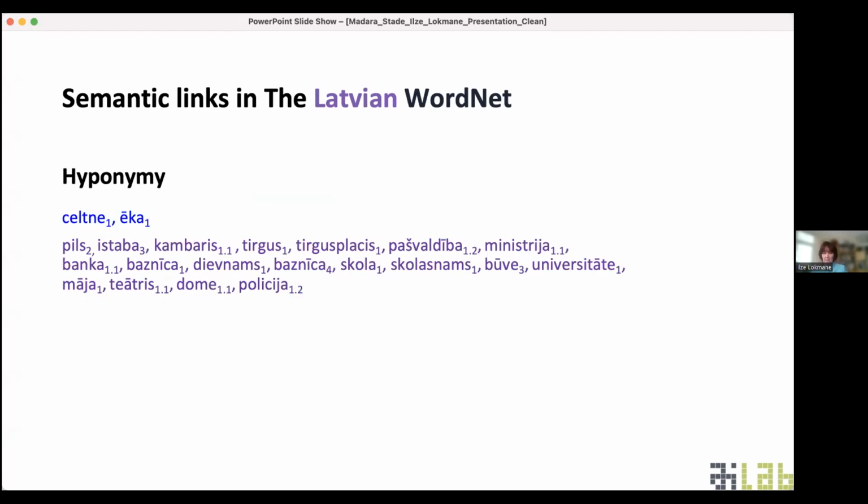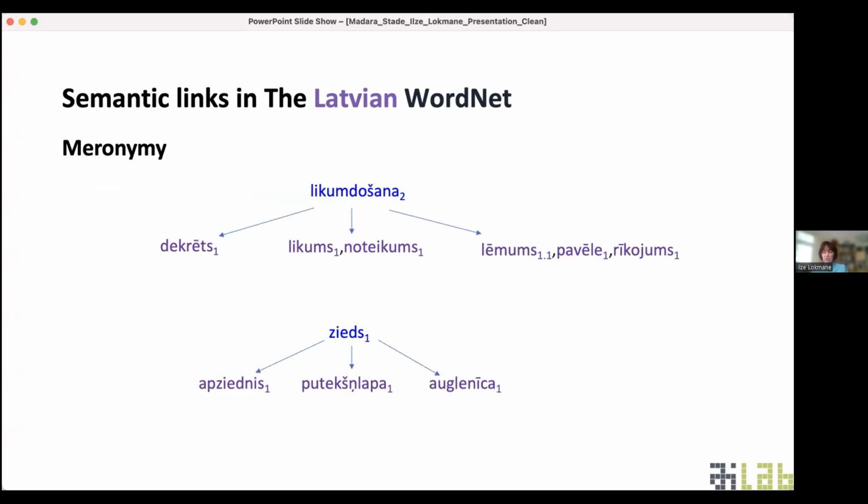So the hyperonym is the general term. Here in the example, it's the synset celtne ēka, and its hyponyms or more specific terms. Yes, the next one. The next relation is meronymy, relationship between a part and a whole. The whole is called a holonym, like likumdošana in the first example, and its meronyms or parts are different types of documents. And the second example, the holonym ziets, and its meronyms show the parts of ziet.